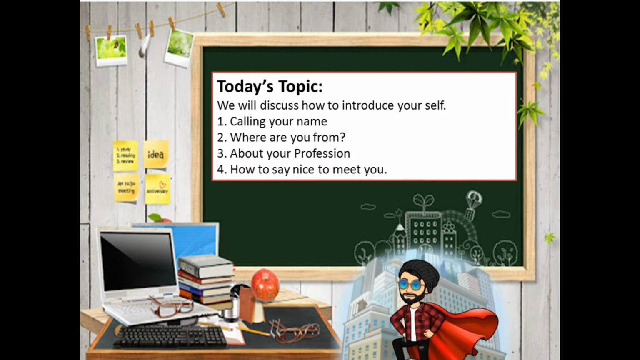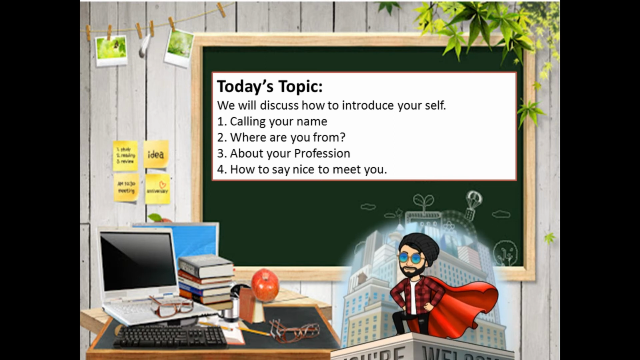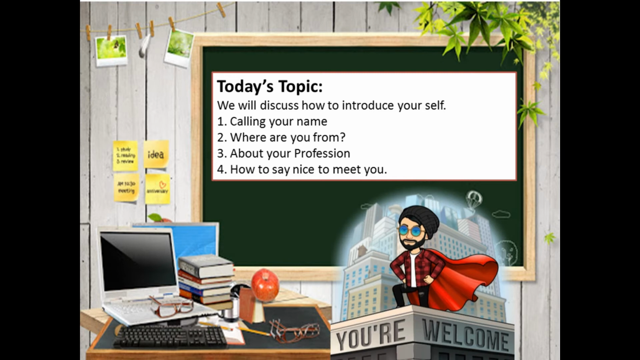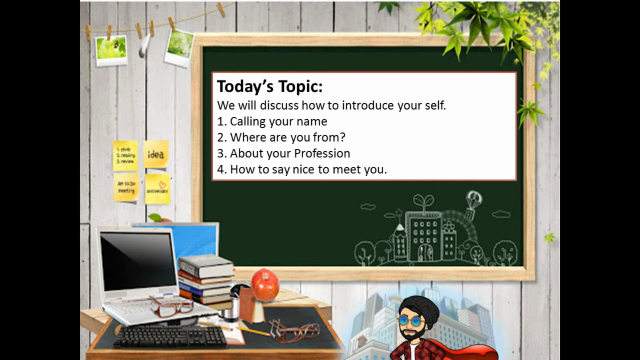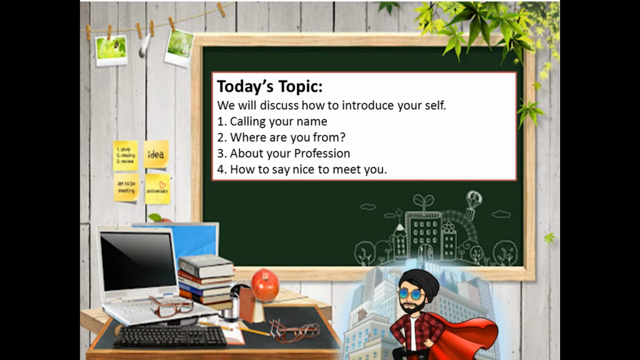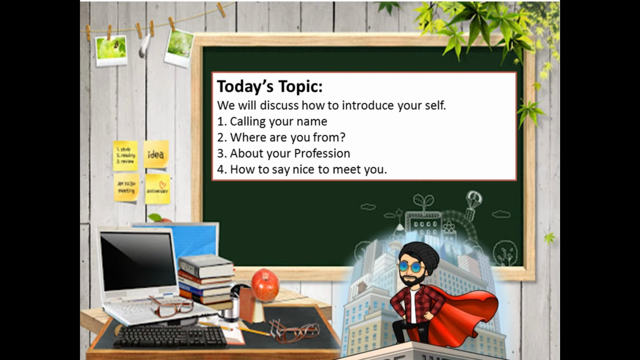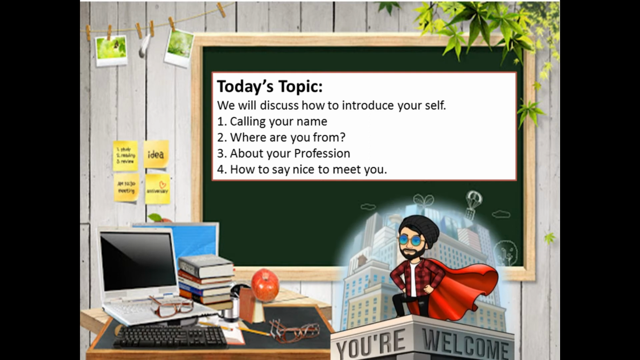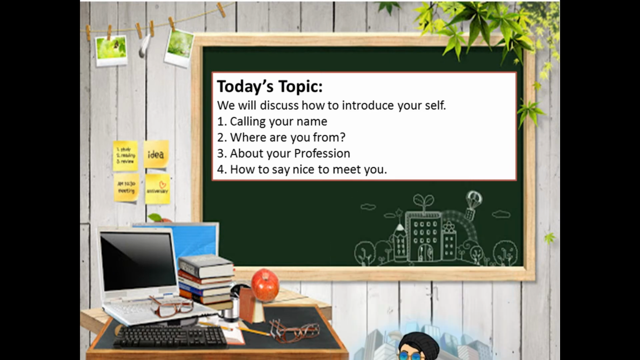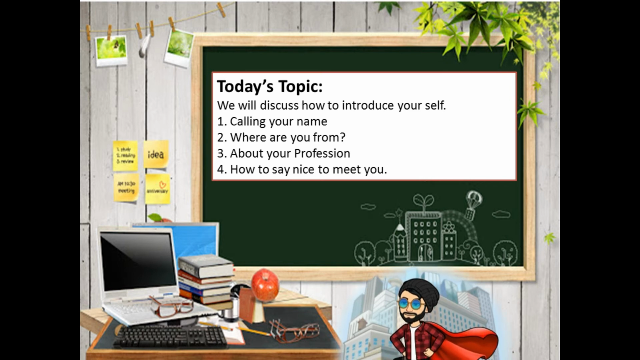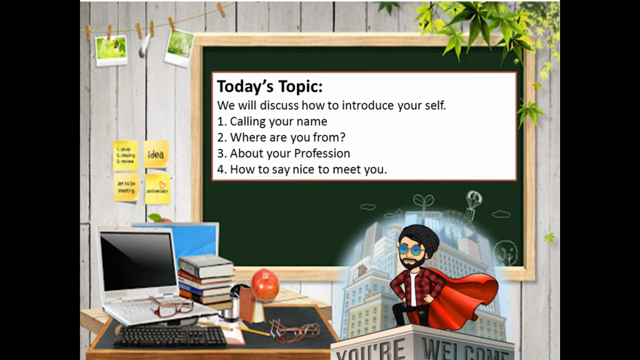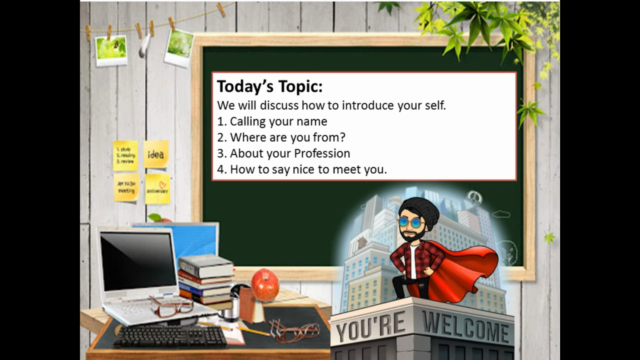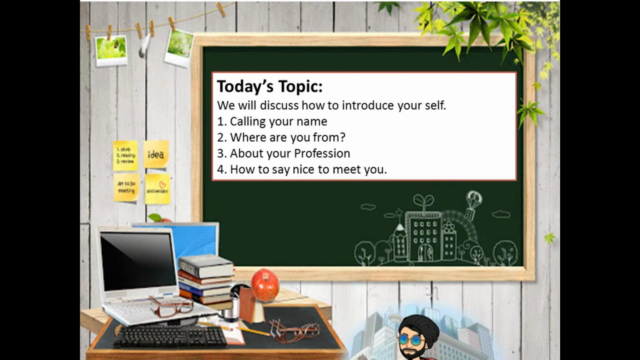When we introduce ourselves, what will we learn? We learn how to say your name, how you can introduce another person, and how to ask what is your name. Where are you from? This is the second question that people will ask you if you are a stranger. Third question, about your profession. Everybody has some profession: either you are a student or a working professional, or you have your own business. People will definitely ask you about your profession. And fourth, how to say nice to meet you. That is a very common greeting among Chinese people, so I will tell you about that as well.